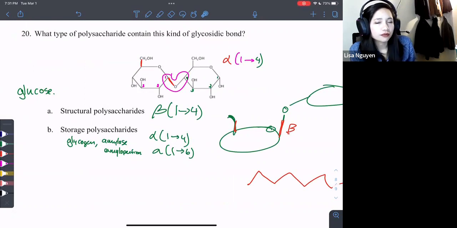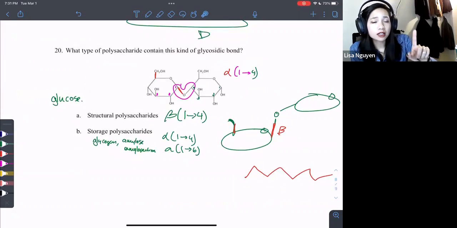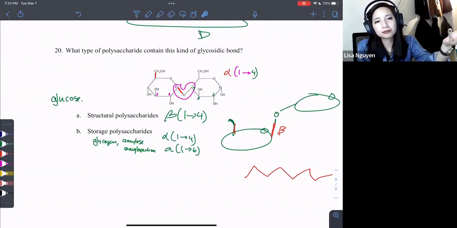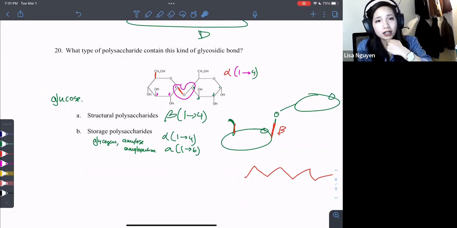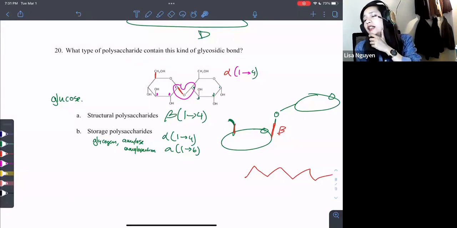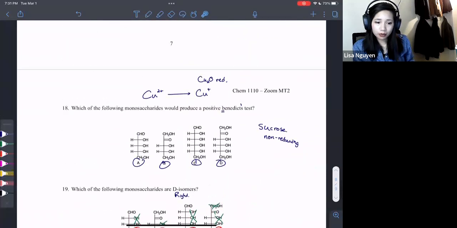All right, so there we go. This question is nice because it tests two things: do you know the difference between storage and structural polysaccharides, their structure and what makes them different, and can you identify the glycosidic bond there? All right, we still have 30 minutes left, so we'll go back to chapter 5.